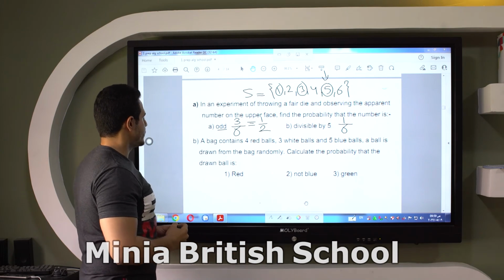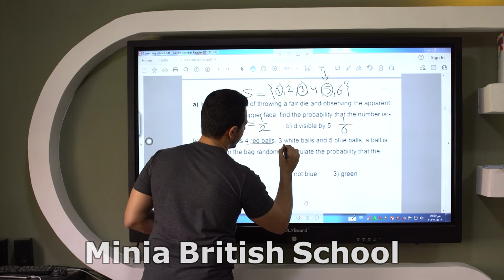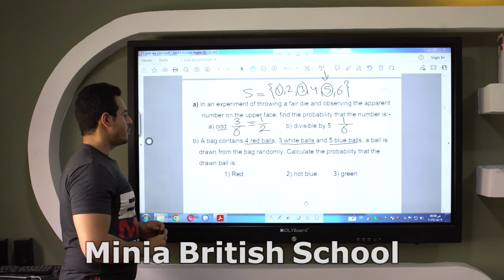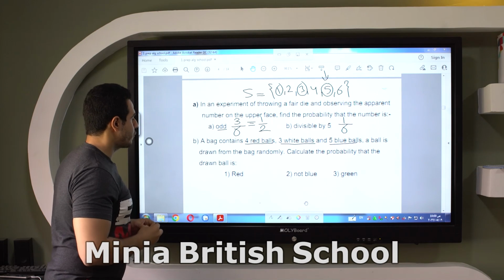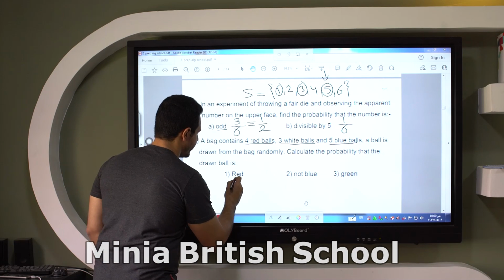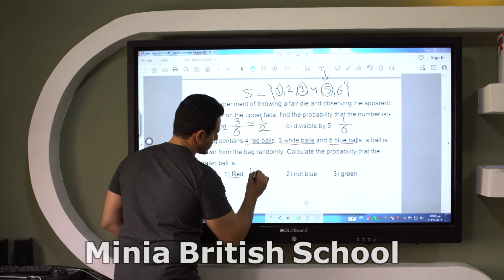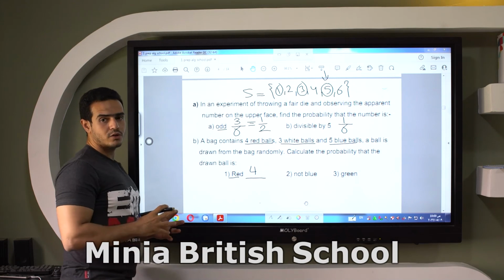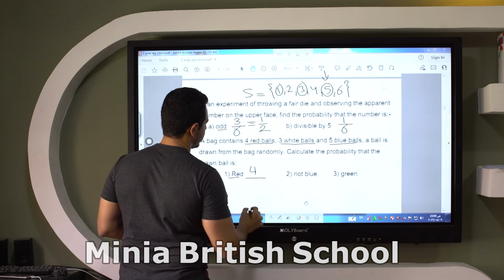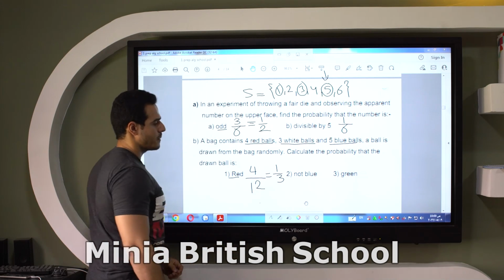And the last question: a bag contains 4 red balls, 3 white balls and 5 blue balls. Then a ball is drawn from the bag randomly. Calculate the probability that the drawn ball is red. At first, how many red balls? We have 4 red balls over the total number of balls. 4 plus 3 equals 7, plus 5 equals 12. 4 over 12 is 1 over 3.